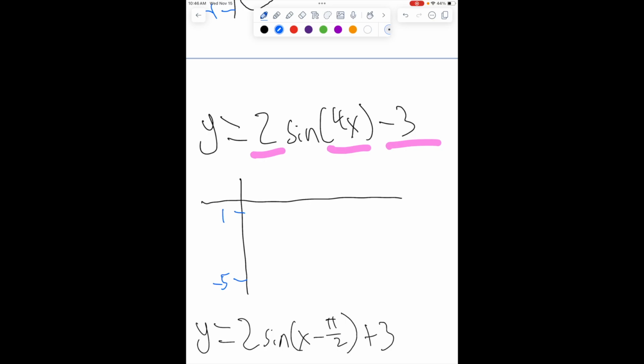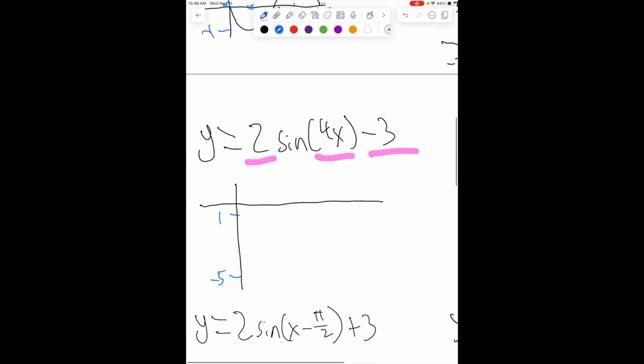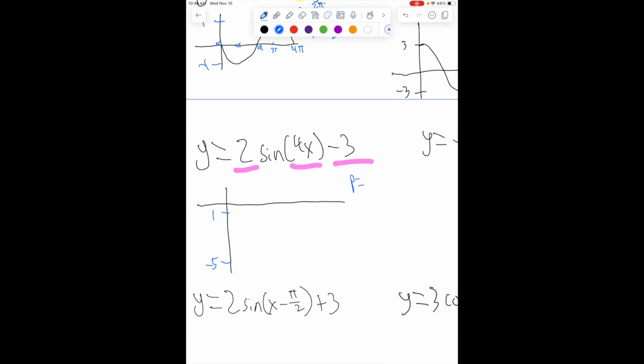2 pi divided by 4. So P equals 2 pi divided by 4, which again is just really like pi over 2. So my period shrunk quite a bit from 2 pi, what we would normally have expected.